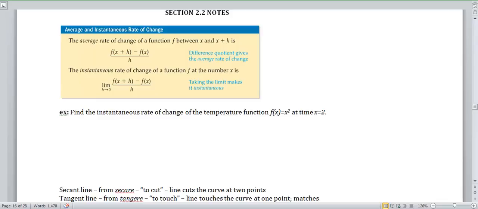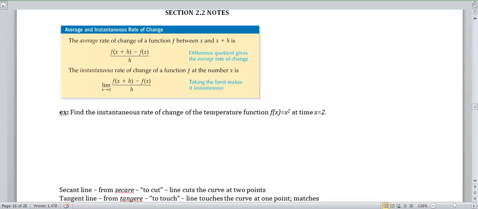And the instantaneous rate of change of a function f at the number x is the limit as h goes to 0 of this thing right here. We've called this before the difference quotient. Okay? So it says find the instantaneous rate of change of the temperature function f of x equals x squared at time x equals 2.